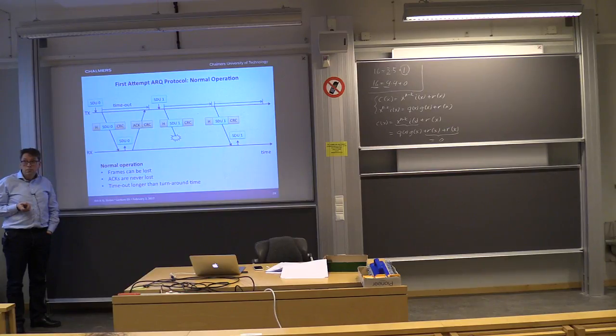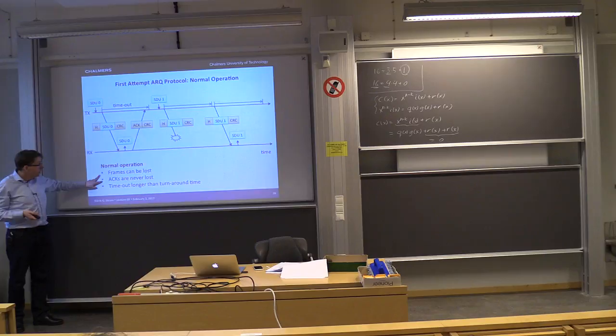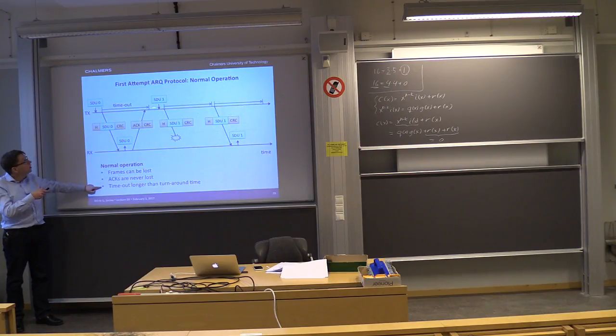Let's see what happens when these two things are no longer okay. So that we can lose acknowledgements, and that we have a timeout here that sometimes is not correctly set. Okay. So why can ACKs be lost? Of course they can be lost because they're transmitted over the network.